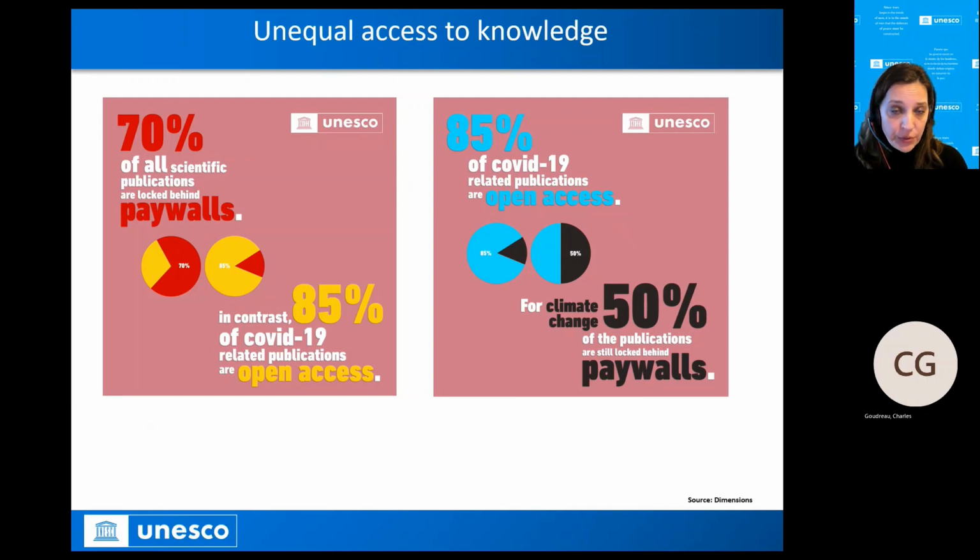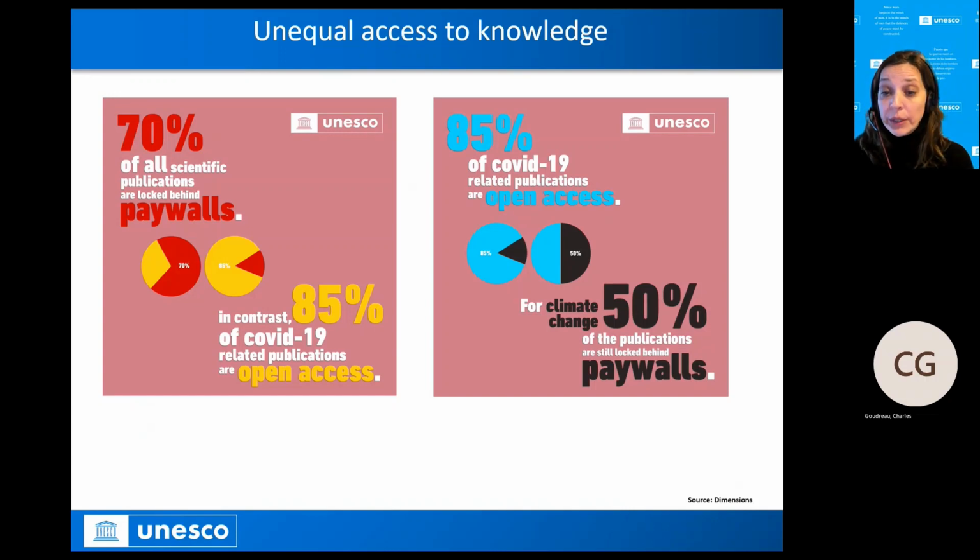Now, of course, up to today, we still have unequal access to knowledge. If we have a look at the different publications, we see that in general, some 70% of all scientific publications worldwide are still locked behind some kind of paywall, which means that for 70% of all scientific publications, we still need to pay a price to be able to read them. However, we saw that because of the crisis of COVID-19, 85% of COVID-19 related publications are open access. So change is possible in terms of access to knowledge, access to scientific publications.